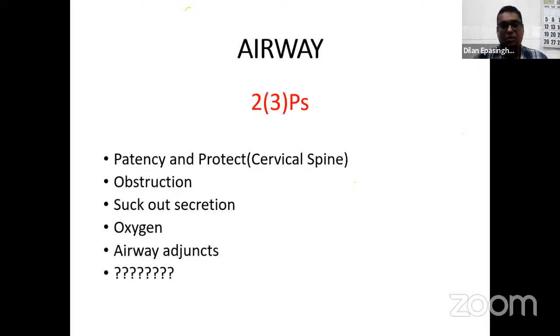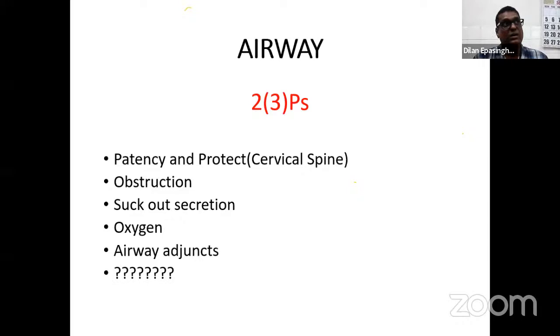Patency is very important. You have to suck out the secretion and protect the airway. If there is a tongue, you can put an oral airway to protect the airway. Cervical spine, you can put a cervical collar, right? So very important. Obstruction, yes, very important. Obstruction, as I said, there may be tonsillitis, large tonsils, or sometimes there may be a foreign body. There may be epiglottitis.